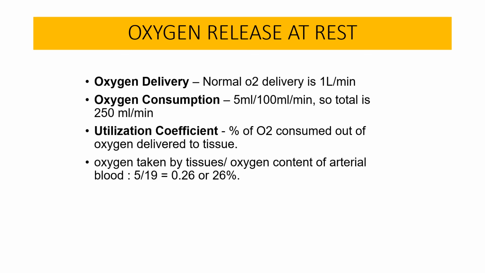What is utilization coefficient? Utilization coefficient is the percent of oxygen consumed out of the oxygen delivered to the tissue. This can be calculated by oxygen taken up by tissues divided by oxygen content of arterial blood, and it comes to about 5 divided by 19, which is about 26%.